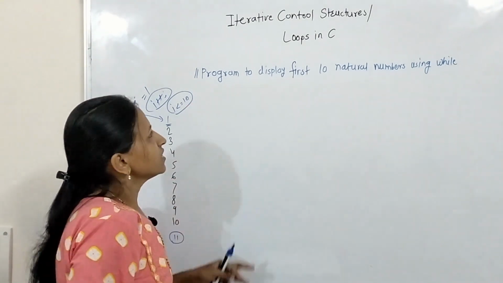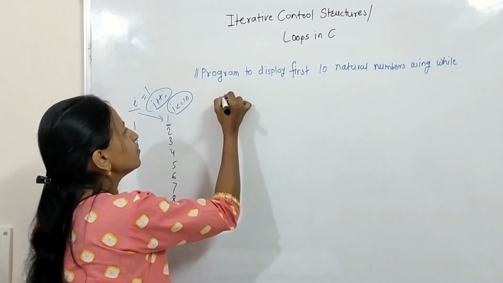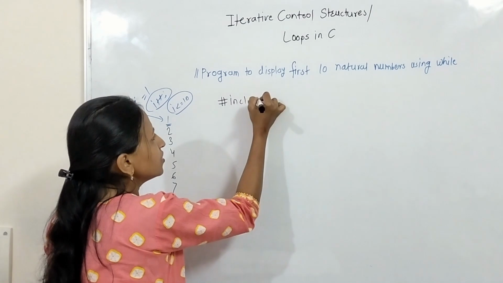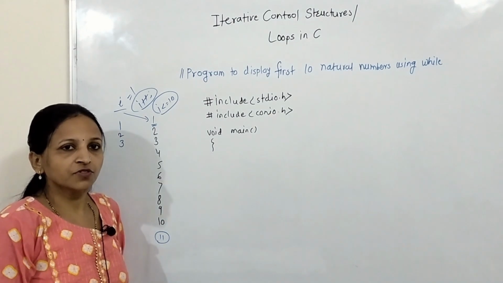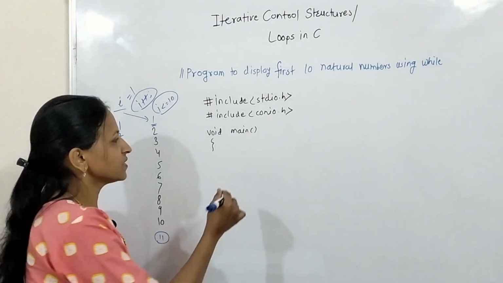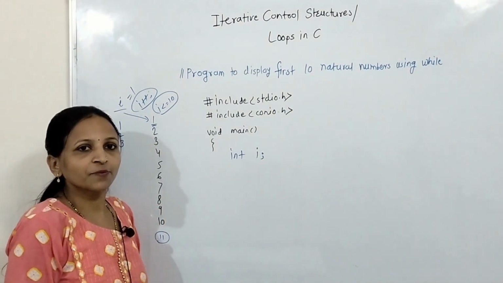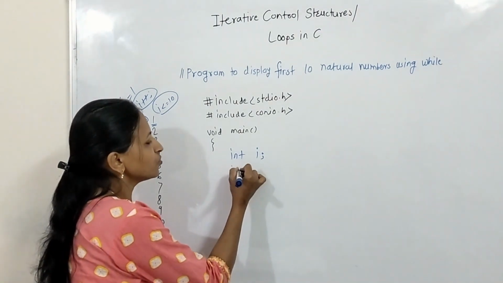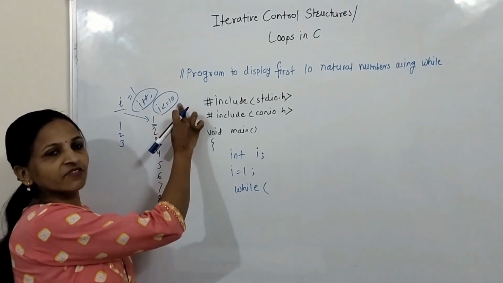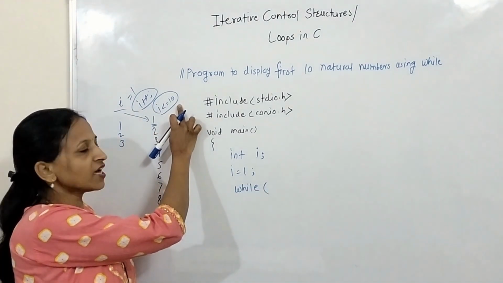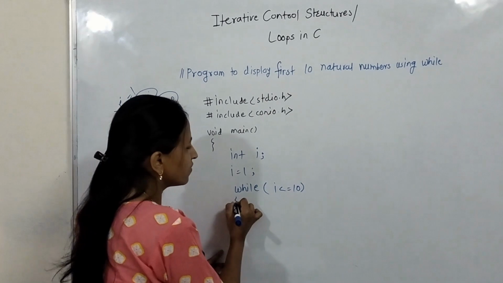See, first we have written a comment: program to display first 10 natural numbers using while. Now we have to include header files like #include stdio.h and conio.h. Now inside main we first declare one variable for counter purpose, let it be int i. Next is the initial expression, we put i equals 1. Then with while we will place the test expression, whatever condition, till i is less than or equal to 10 we have to repeat this task. That's why we put the condition i less than or equal to 10.